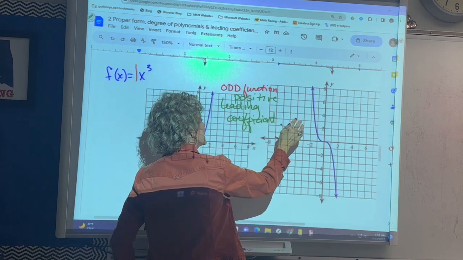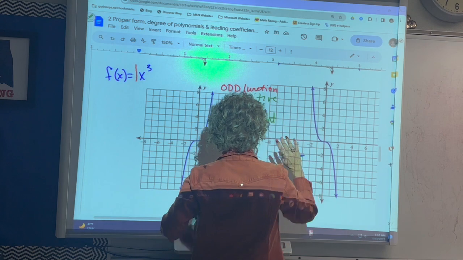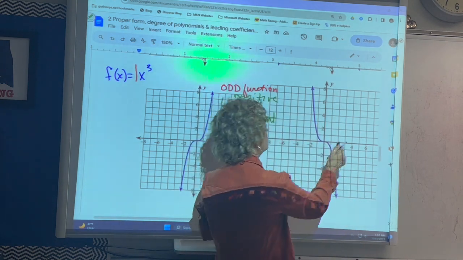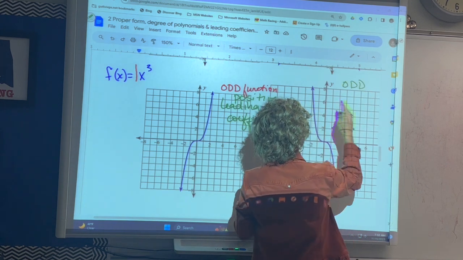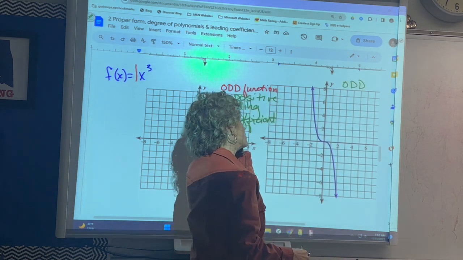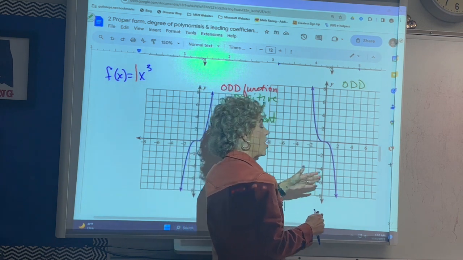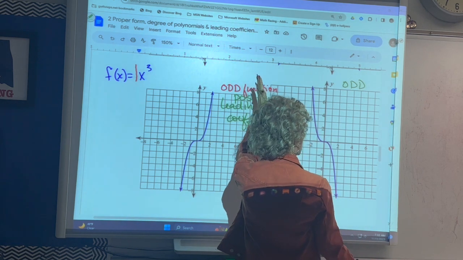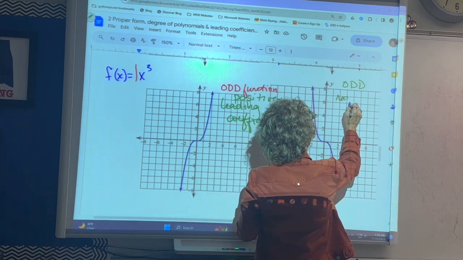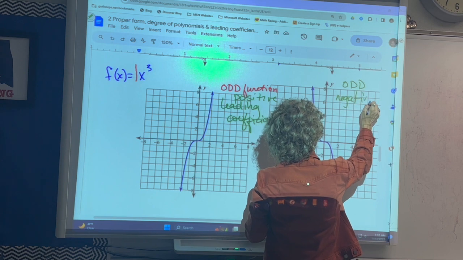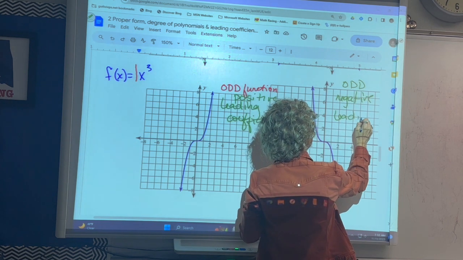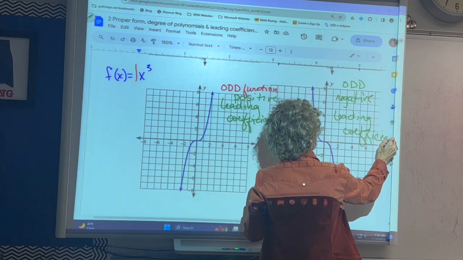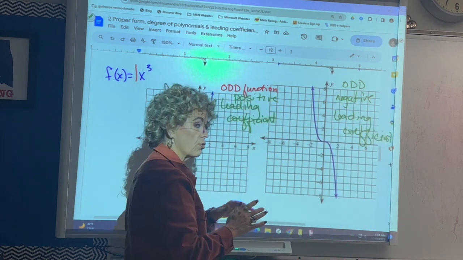This one here, again, my ends are going in separate directions, so regardless if I know it's cubic isn't relevant. This is an odd function. My ends are going in separate directions. Now, because the left-hand side is going up and the right-hand side is going down, this is a negative leading coefficient, okay? And now we are familiar with these, the 4 graphs that we talked about.